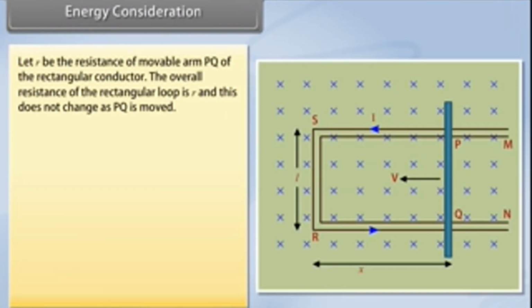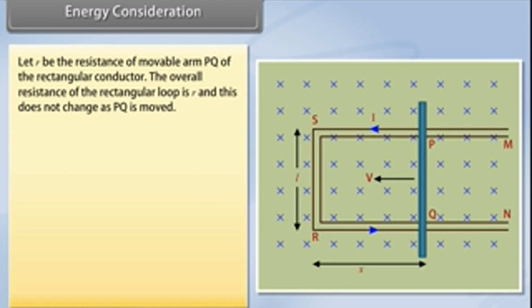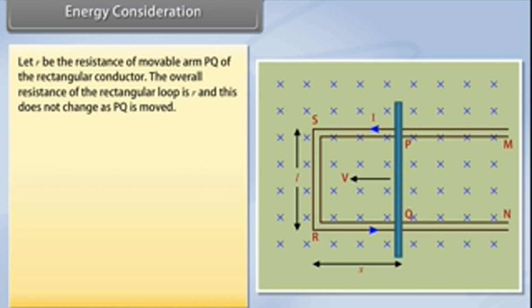Energy consideration. Let R be the resistance of the movable arm PQ of the rectangular conductor. The overall resistance of the rectangular loop is R, and this does not change as PQ is moved. The current I in the loop is given by E divided by R, which is equal to BLv divided by R.